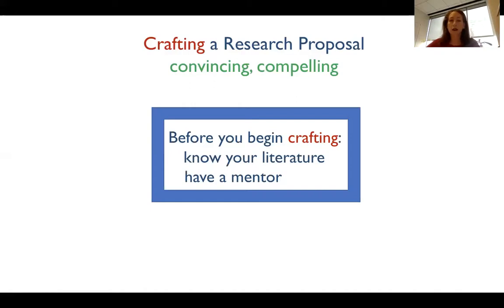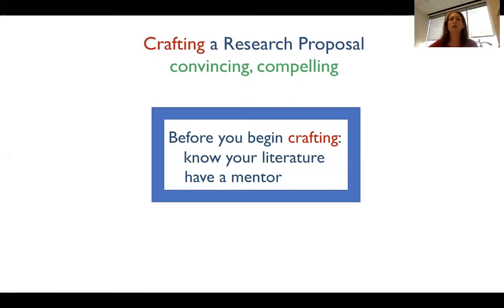The other thing that you should do before you start crafting is have a mentor. You are students, you are learning how to do research, and so you're going to need guidance from someone who's already established in the doing of research. That's what I mean by a mentor.